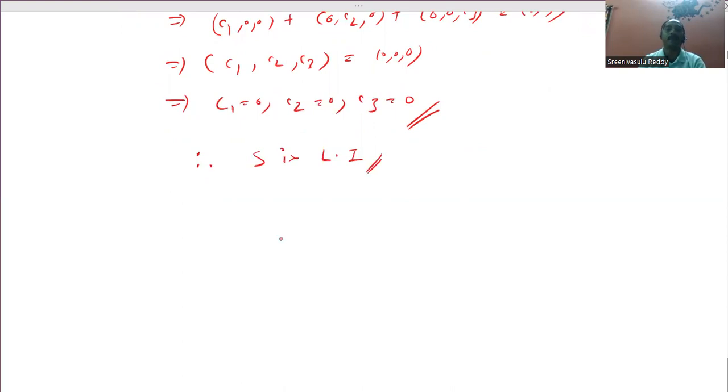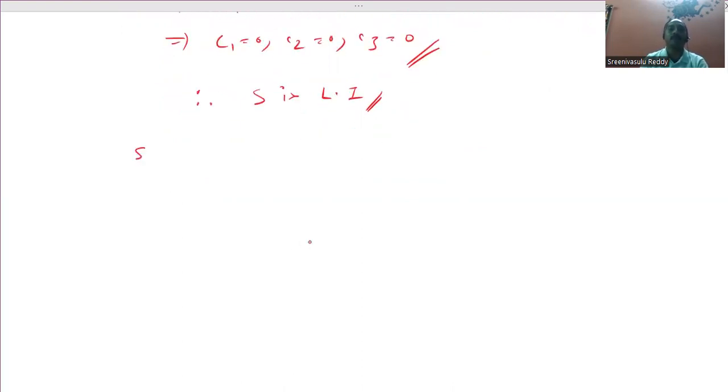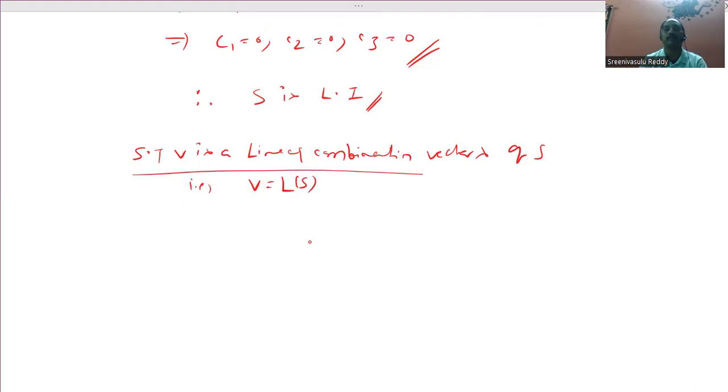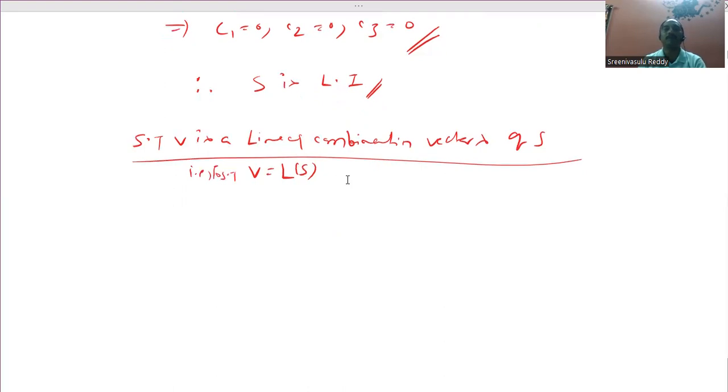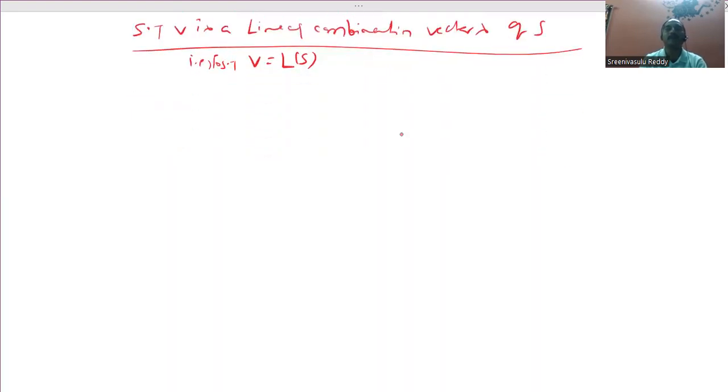First part over. Part 2. Show that V is a linear combination of vectors of S. That is usually written with this symbol. That is to show that V is the linear span of S, also known as the linear combination. As you wish, you can write it in word form or likewise show that V equals L of S.